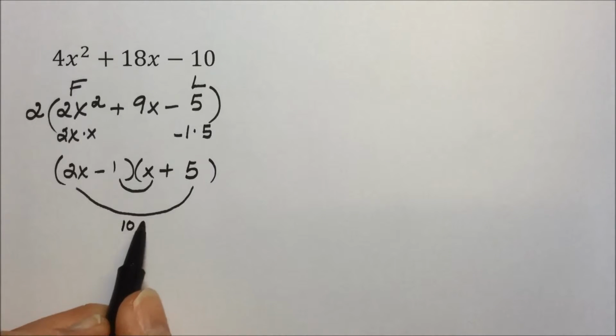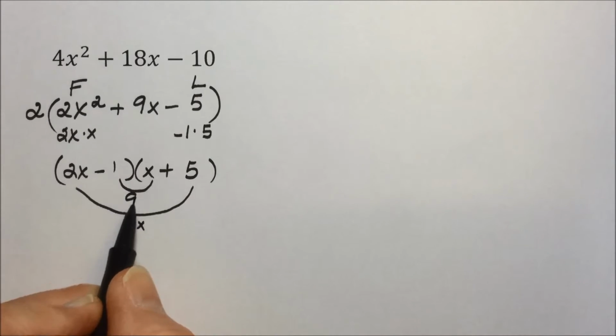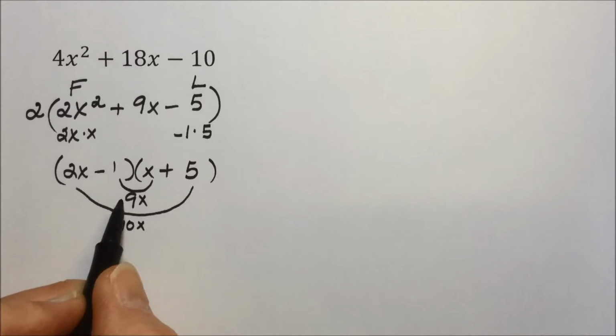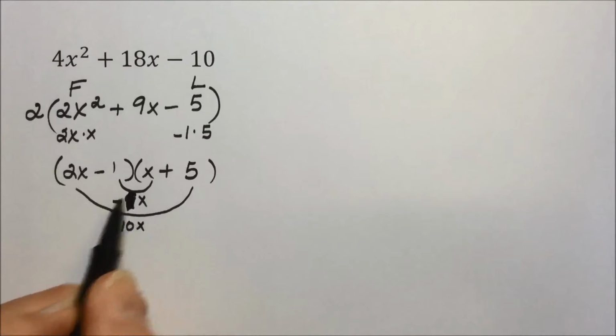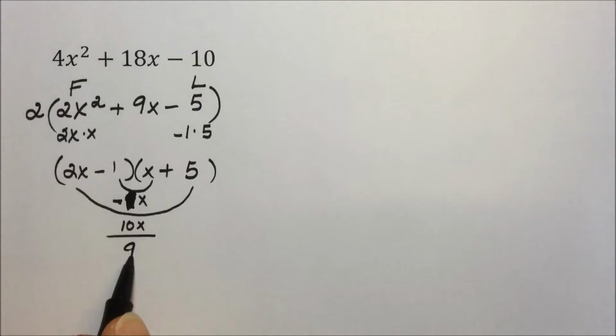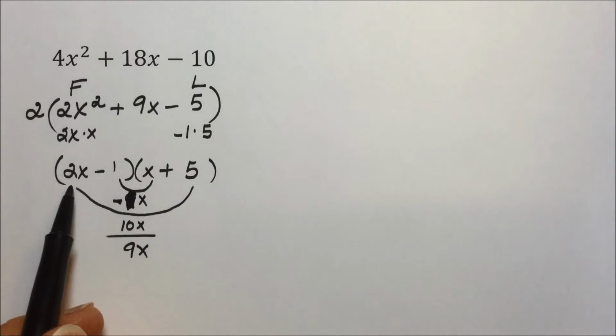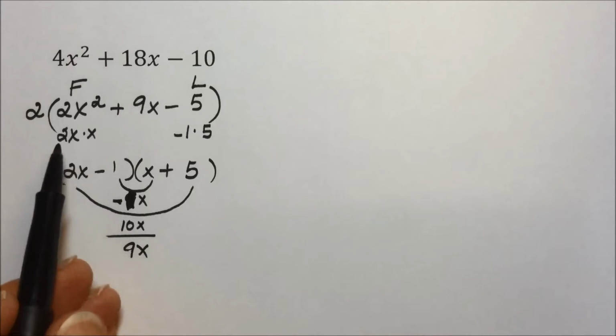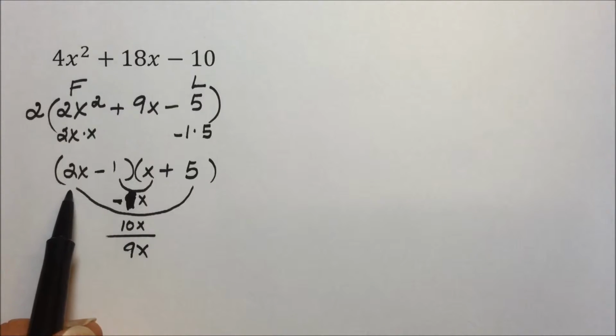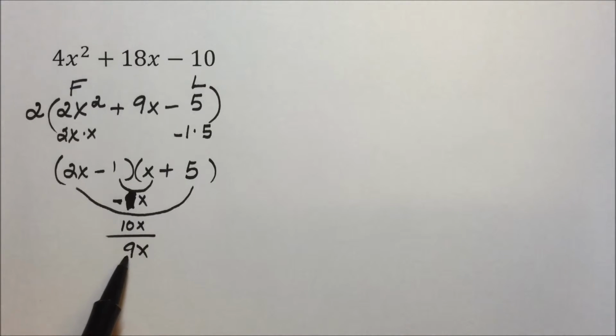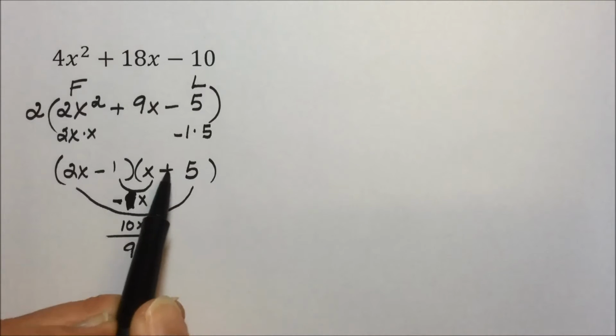Outside terms give us a 10x, inside gives us a negative 1x, I'm moving too fast there, which when added together give us the 9x that we're looking for. So this is the correct factorization of this trinomial. If our signs had not been in agreement, if we'd come up with a negative 9, all we would have done is switch the signs.